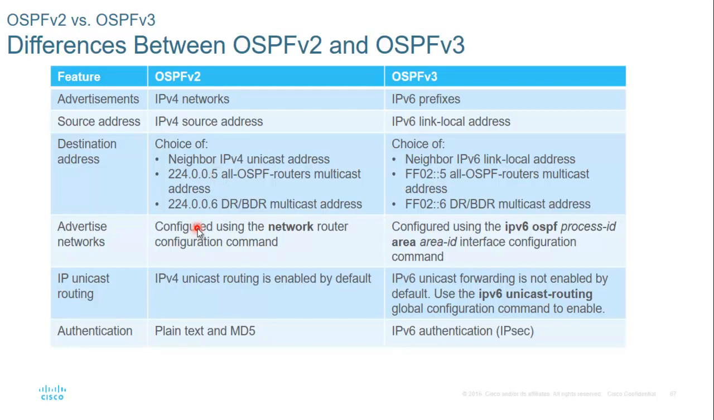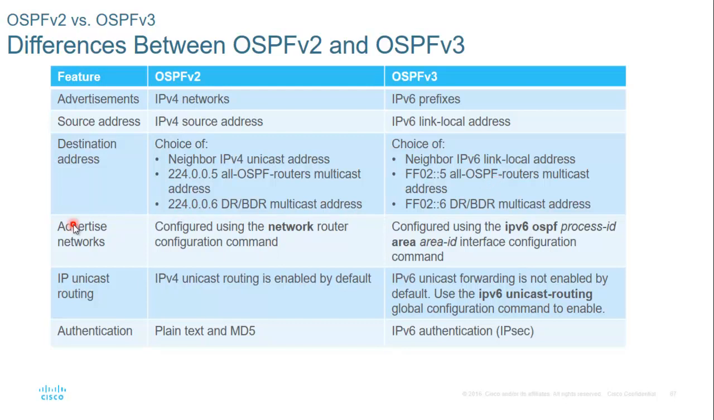Destination addresses, of course, are different because one is using IP version 4 and the other one is using IP version 6. Now, in IP version 4, the neighbor is a unicast, and in IP version 6, it uses the link local. Then we have multicast address for all OSPF routers, and we have multicast address for DR/VDR.